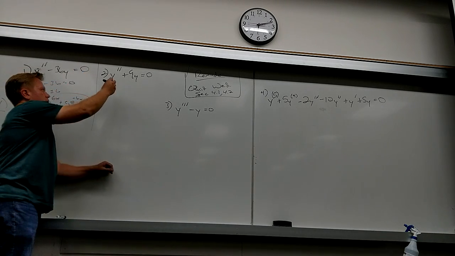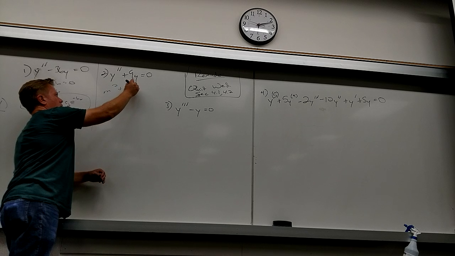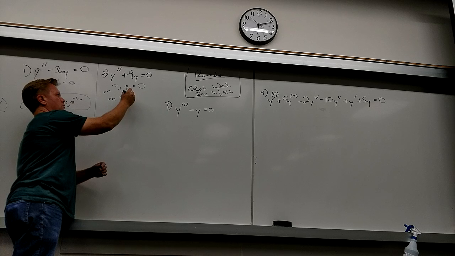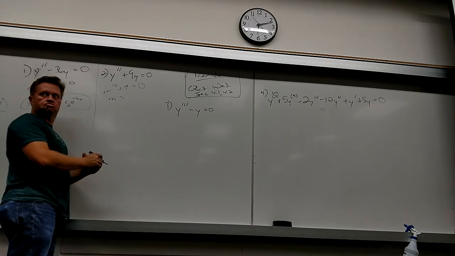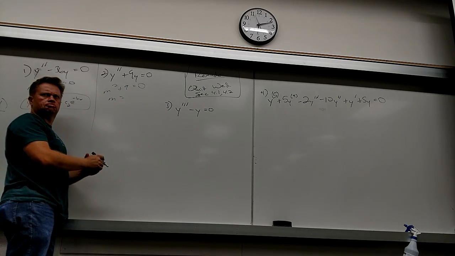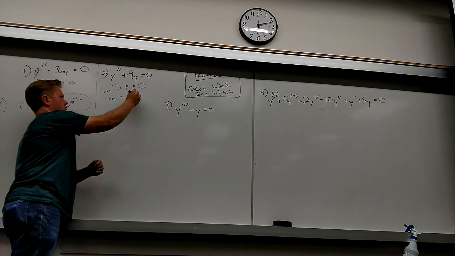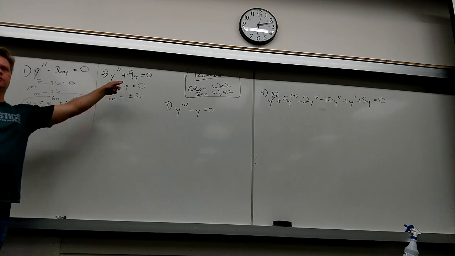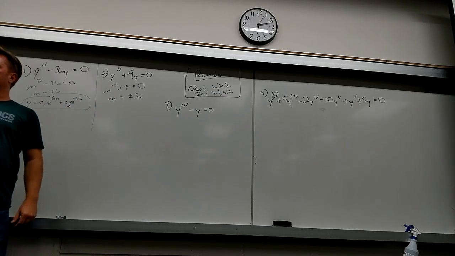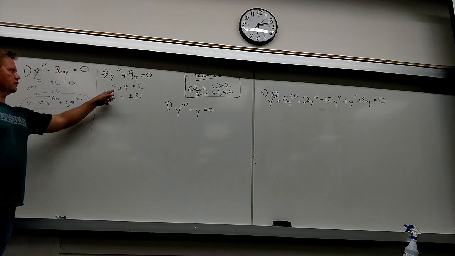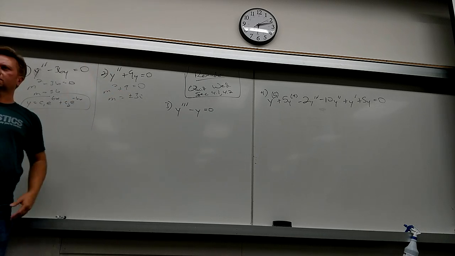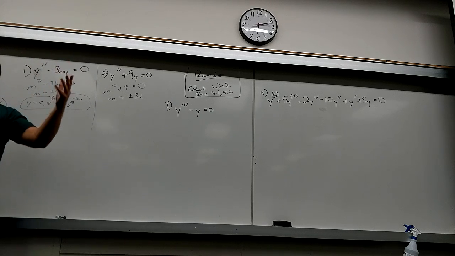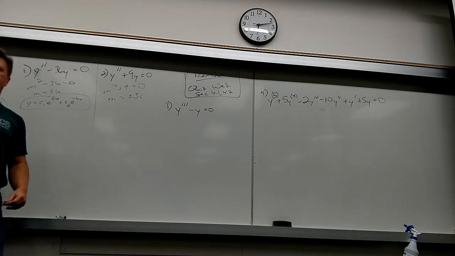This guy, of course, you get m equals plus or minus 3i. Imaginary has to come into play because you can't add the square of a real number to a real number and get 0. It's impossible. Subtract 9, take the square root, there's your i popping out.